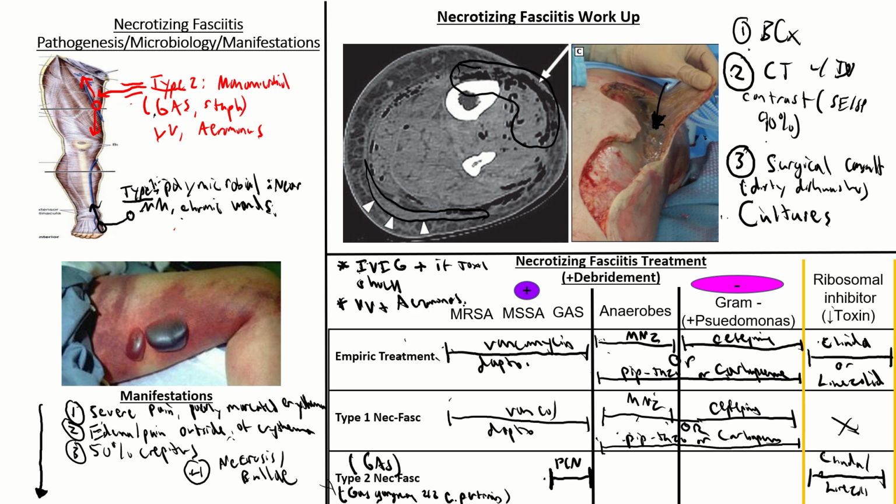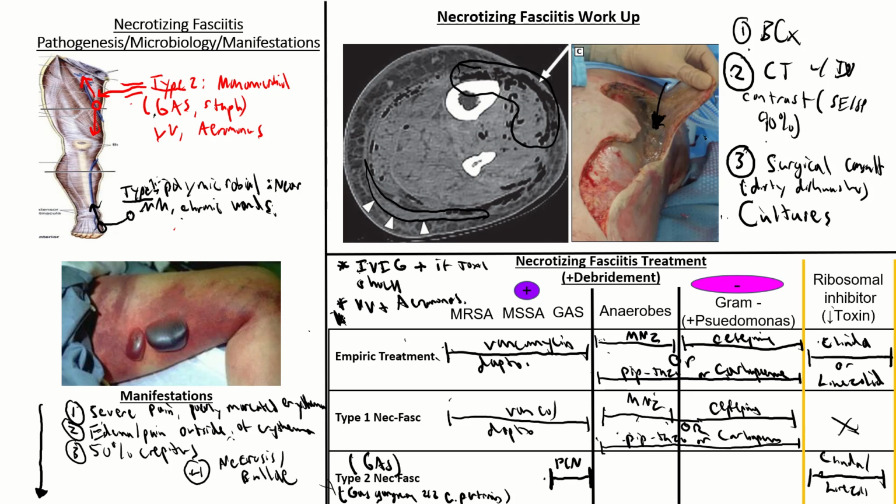And lastly, there are two organisms, Vibrio vulnificus and Aeromonas, and these are a little bit different. Treatment-wise, Vibrio vulnificus is ceftazidime plus doxy, Aeromonas is cipro plus doxy. If these are in your differential, this is basically per UpToDate expert opinion.